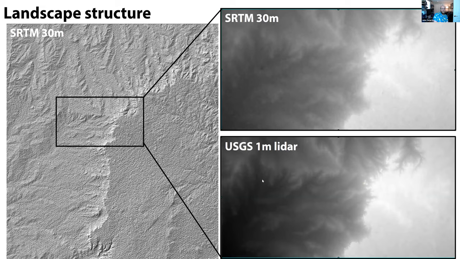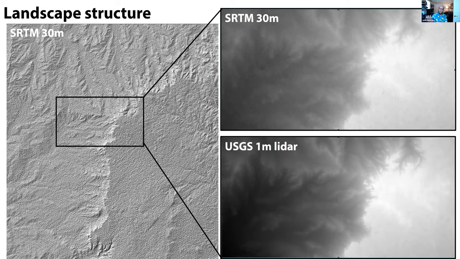So when we talk about the landscape structure, we've been trying to characterize this since the start of geomorphology and geology, right? And one of the biggest revolutions that occurred was the ability to use widely available topography data worldwide, such as the SRTM data sets, which are in 30 meter spatial resolution. Now, if we zoom into an area here, and this is all in West Texas, by the way, in the upper right we have that 30 meter DEM from the SRTM data, and we have a 1 meter DEM from the USGS, that's a LiDAR derived DEM.